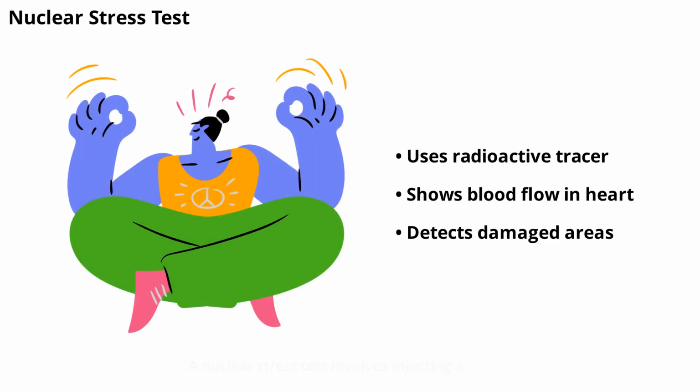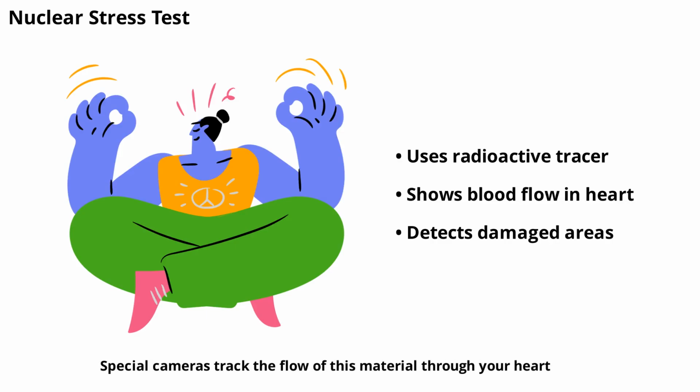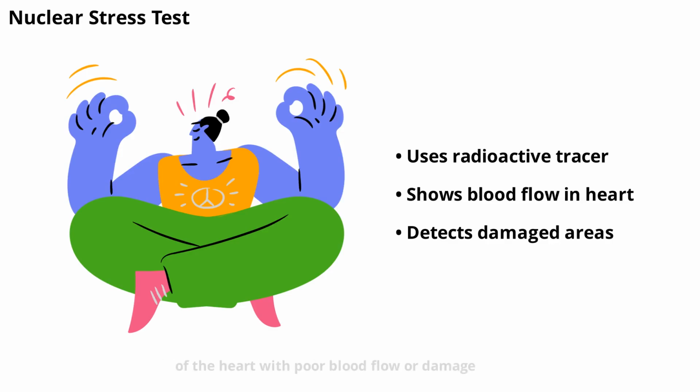A nuclear stress test involves injecting a small amount of radioactive material into your bloodstream. Special cameras track the flow of this material through your heart, both at rest and during stress. This test provides detailed images that show areas of the heart with poor blood flow or damage. It's especially useful for diagnosing CAD when other tests are inconclusive.